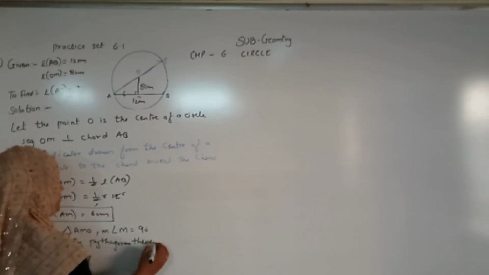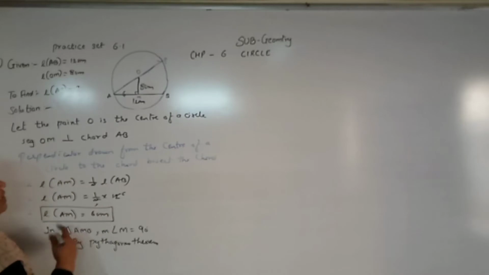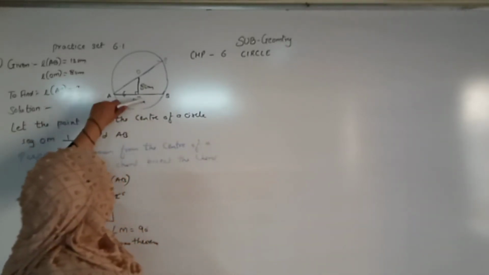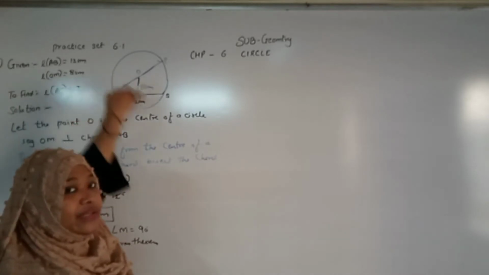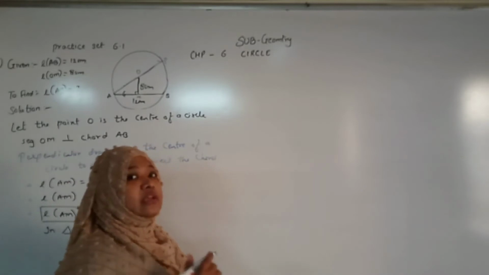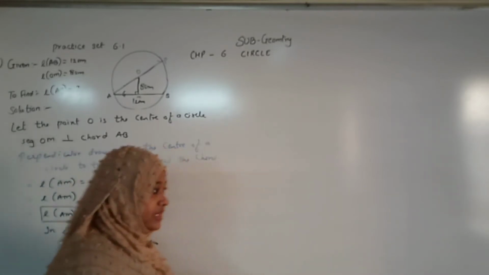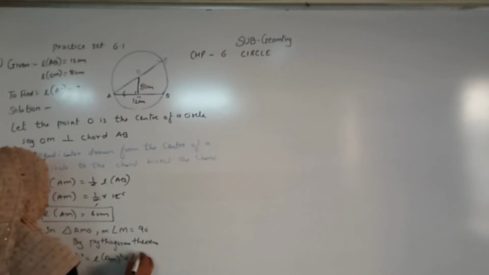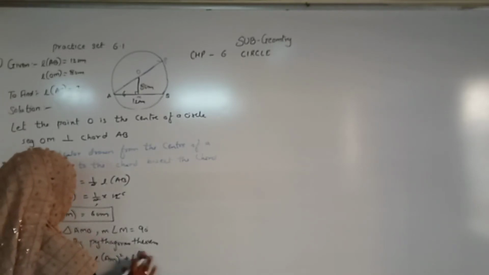Pythagoras theorem. So what is the Pythagoras theorem law? You know, right? जो भी right angle के opposite length segment है, that is called the hypotenuse. So hypotenuse square is equal to side 1 square plus side 2 square. You have learned this in 7th standard. So what is the hypotenuse? I have here AO square is equal to length of AM square plus length of OM square.